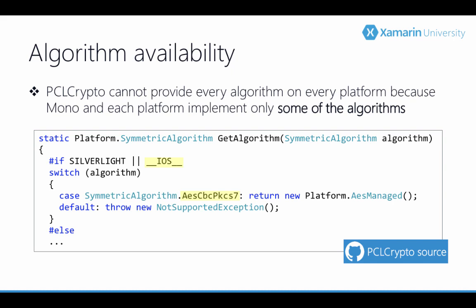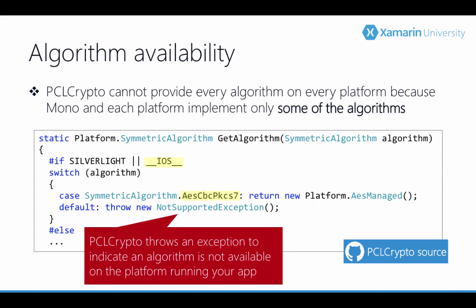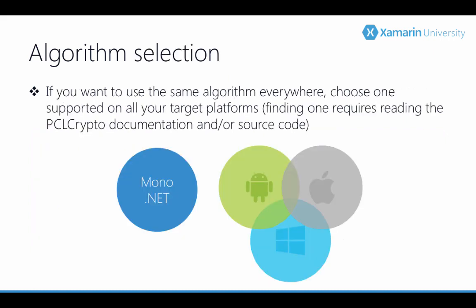However, not all algorithms are available on every platform. And this is because they're not present natively or not included in the Mono runtime. Again, Pcl Crypto does not implement any of its own cryptography. So it's not going to attempt to fill in those missing features. And if you attempt to use an unsupported algorithm on a given platform, it will throw an exception. So when developing cross-platform solutions, of course, you want to select an algorithm that's available on all of your supported platforms.